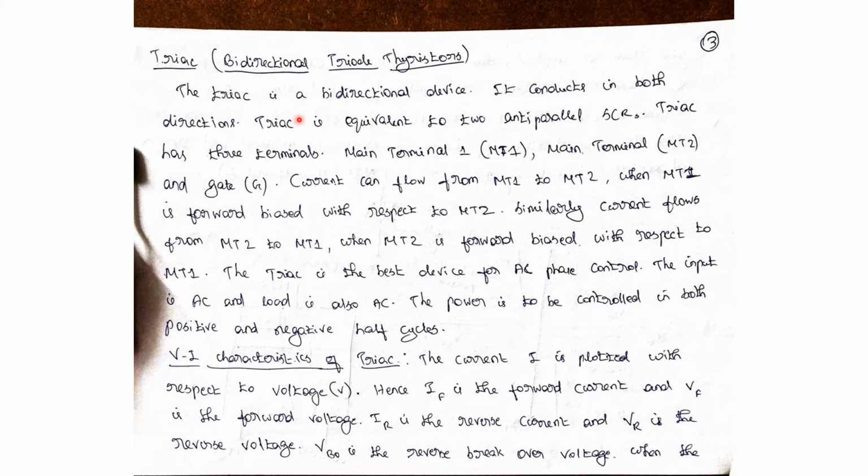Then we'll see the Triac. Triac is nothing but a triode for AC; it is used to control the AC power supply. So that is how it got the name Triac. This is a bidirectional device. It conducts in both directions.